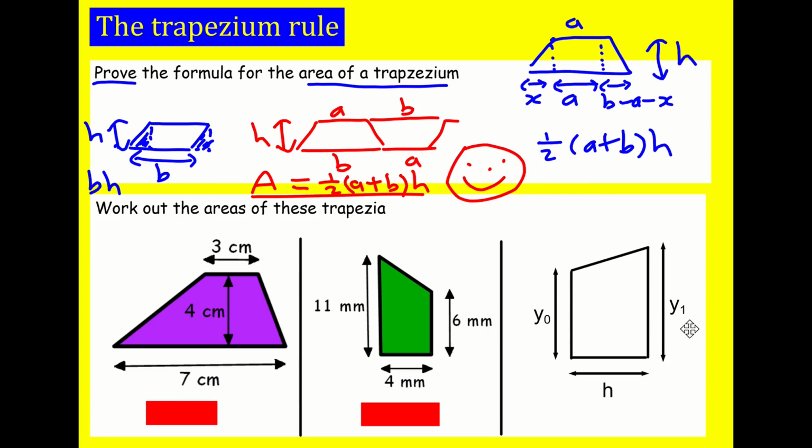All right, the next bit I want you to do is just simple substitution, but make sure that you can find the area of a trapezium by substituting in. I'll give you a moment. We'll pause the video now. Okay, so the first one, you would have added 3 plus 7 to get 10, halved it to get 5, times that by 4 to get 20, substituting in.